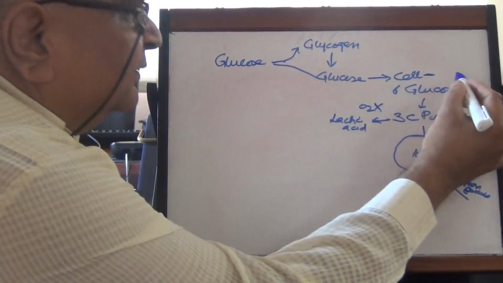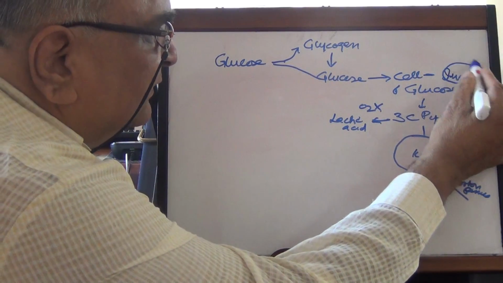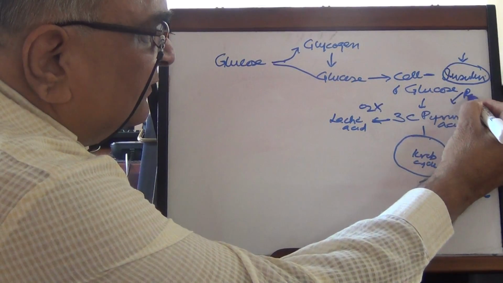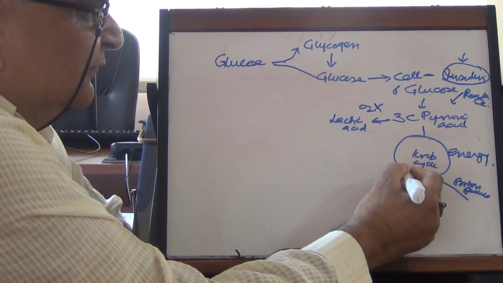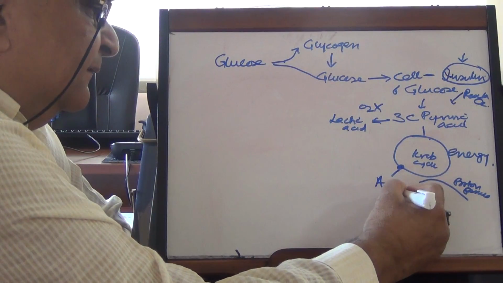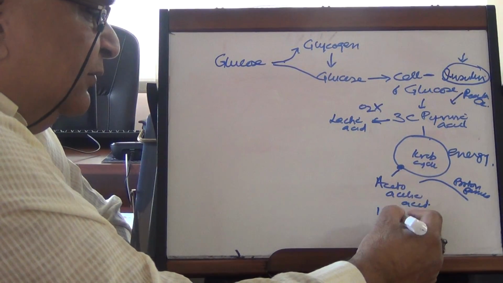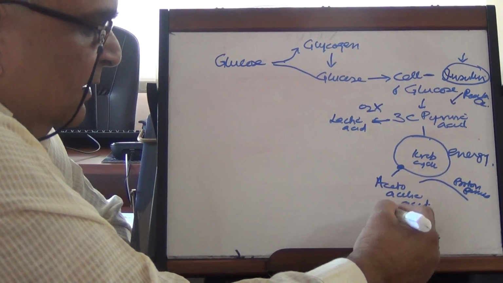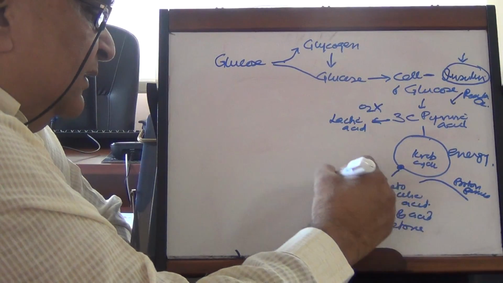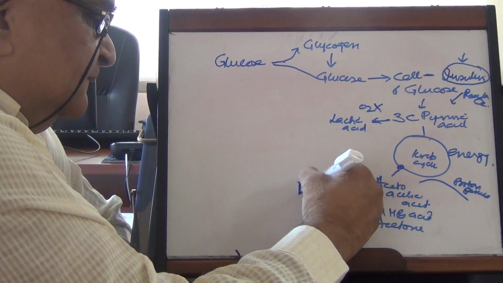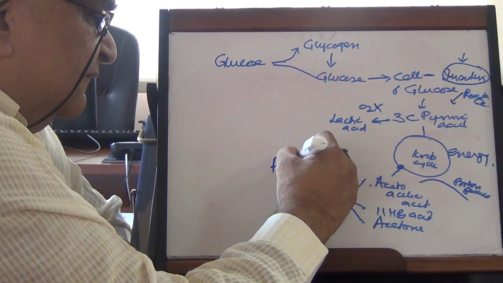If this mechanism, which is dependent on insulin, fails, either because of deficiency of insulin or because of resistance to insulin, then the Krebs cycle is fed by acetoacetic acid, and acetoacetic acid, beta-hydroxybutyric acid, and acetone are derived from the liver by breaking fatty acid, by breaking fat.